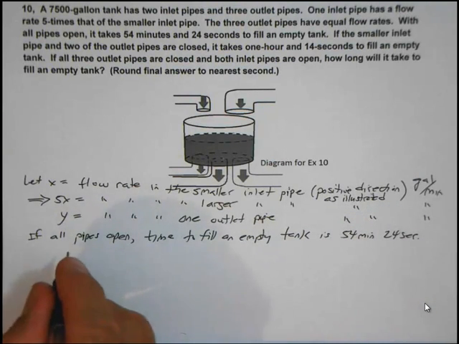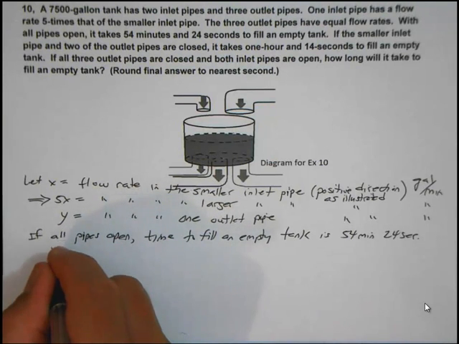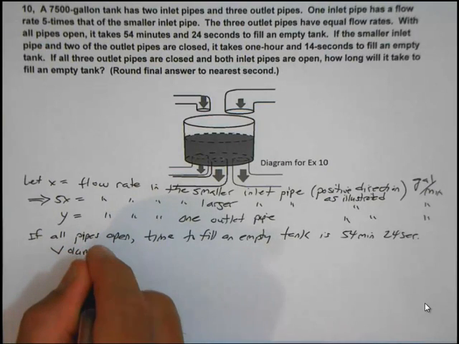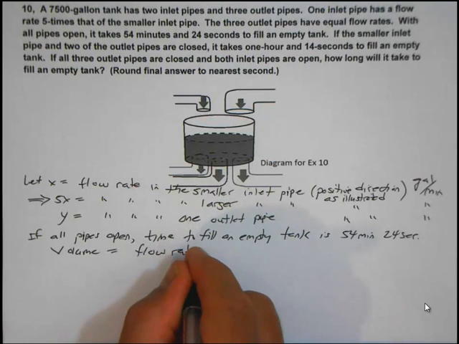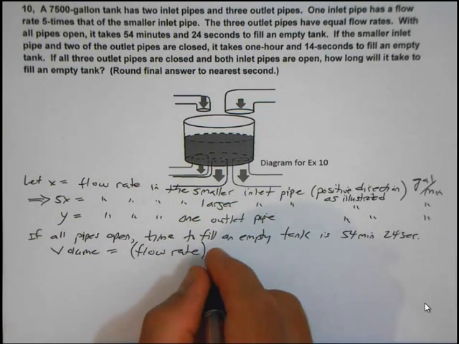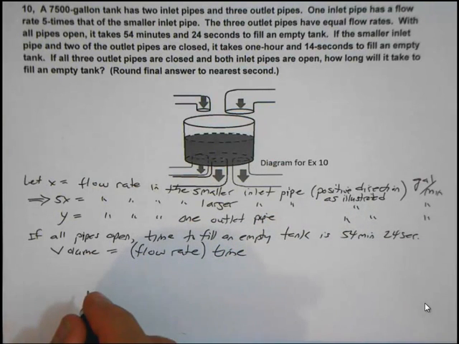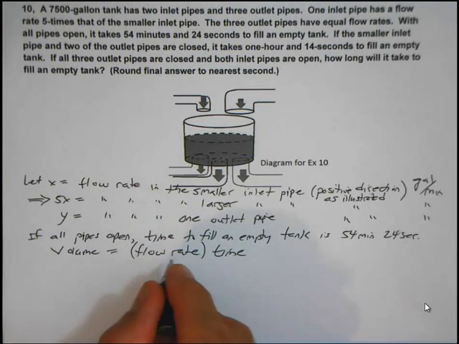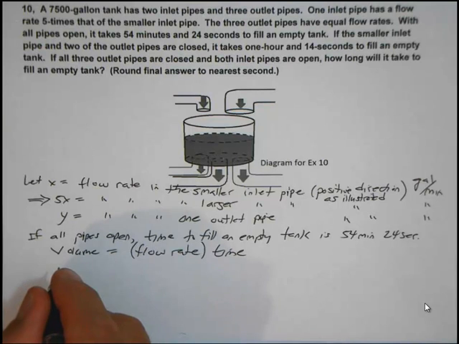Well, there's a real basic formulation of fluid flows. We can go with the idea that volume equals the flow rate times time. It's kind of similar to how when objects are moving, distance equals speed times time. It's another one of these basic ideas. And how can we get it to work here? Well, the volume of this tank is known, 7,500 gallons.